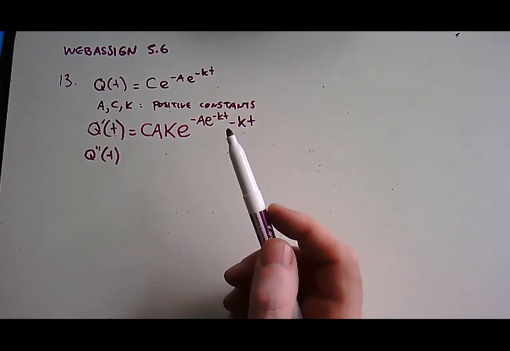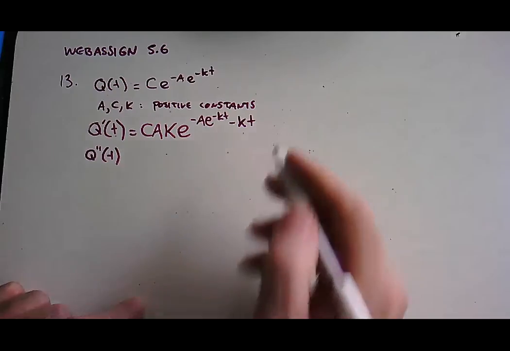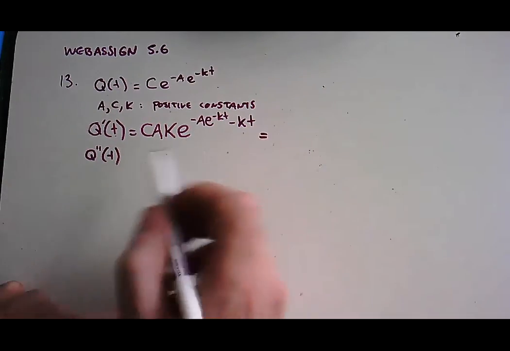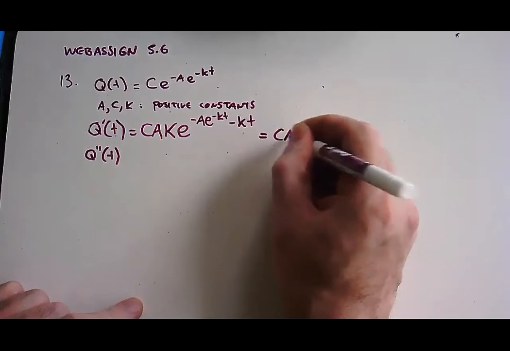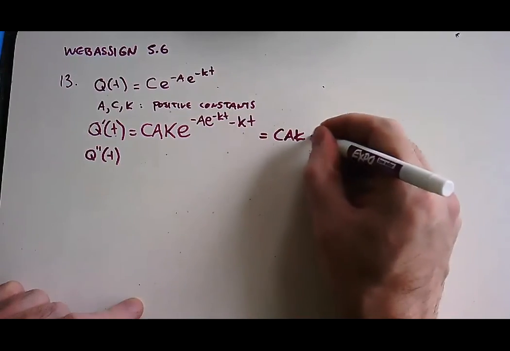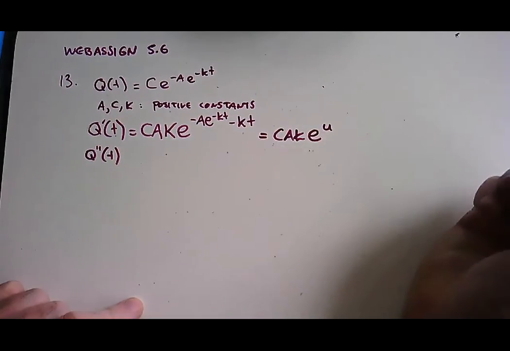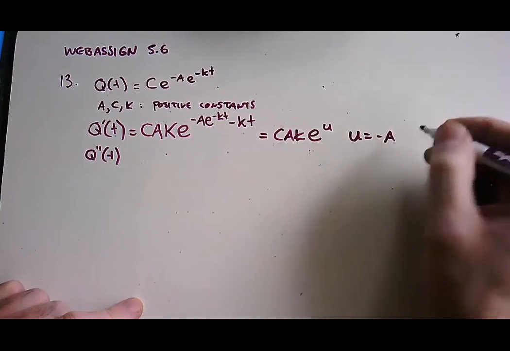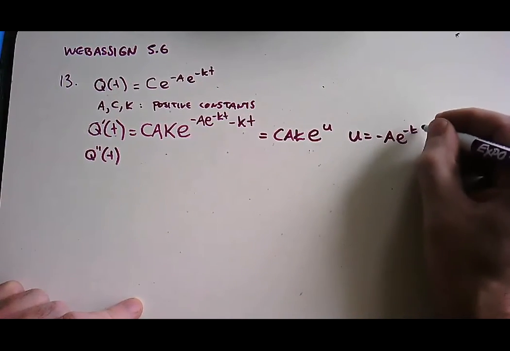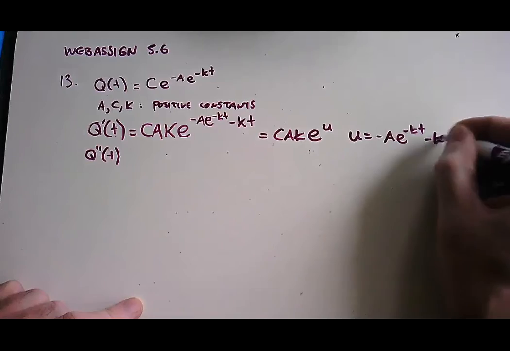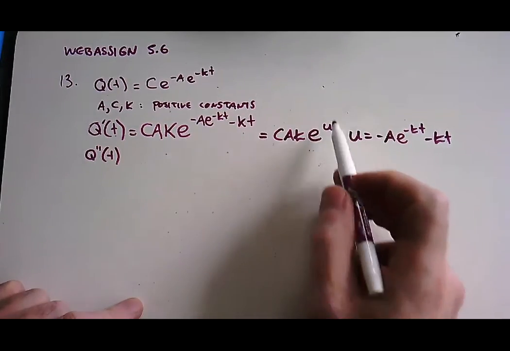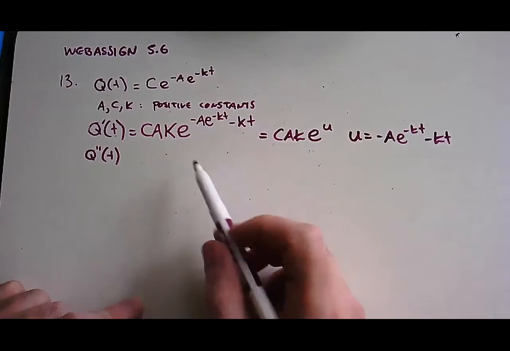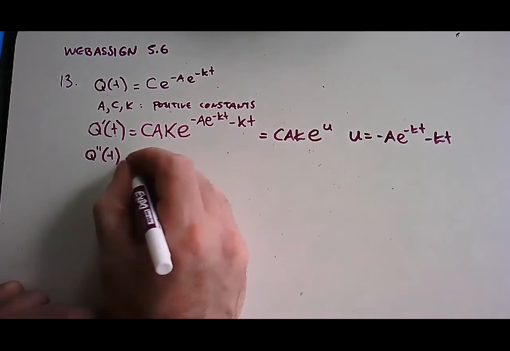q prime. I'm going to temporarily say, all right, well, q prime of t is a complicated looking function, so let me simplify it by saying it's going to be CAK times e to the u. And in this case, u would be negative a e to the negative kt minus kt. That's what's standing in for our variable here, so we don't have to write it a bunch of times and we can be more organized in our thoughts when we start taking derivatives.